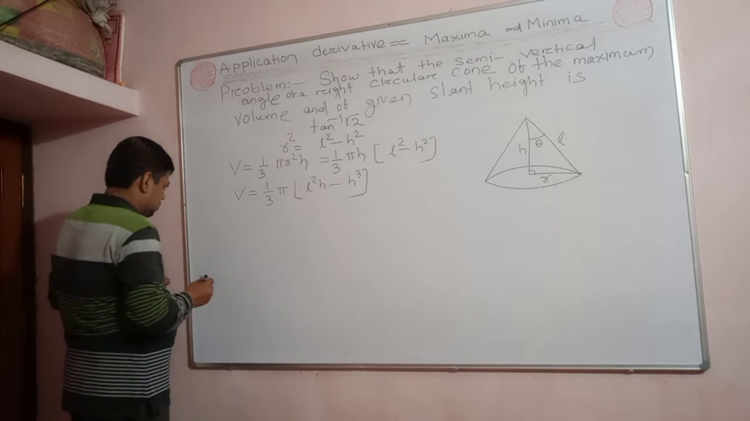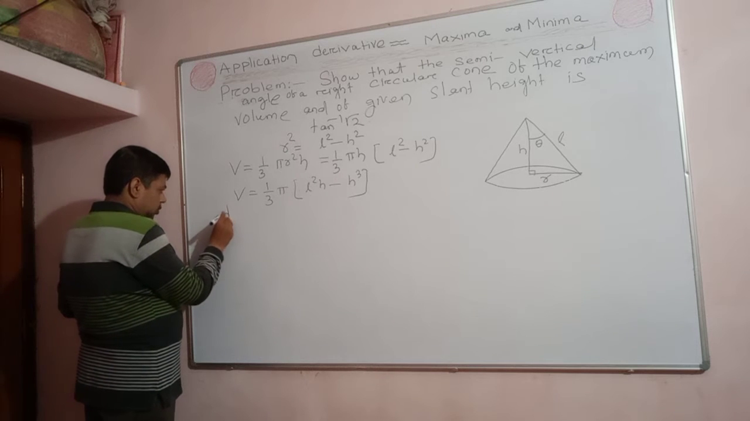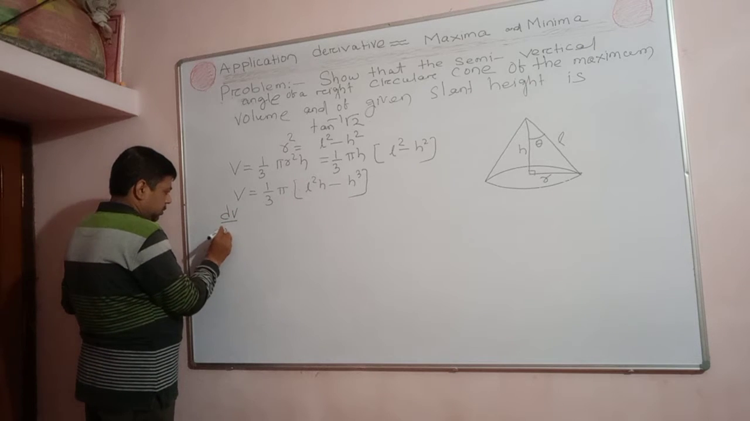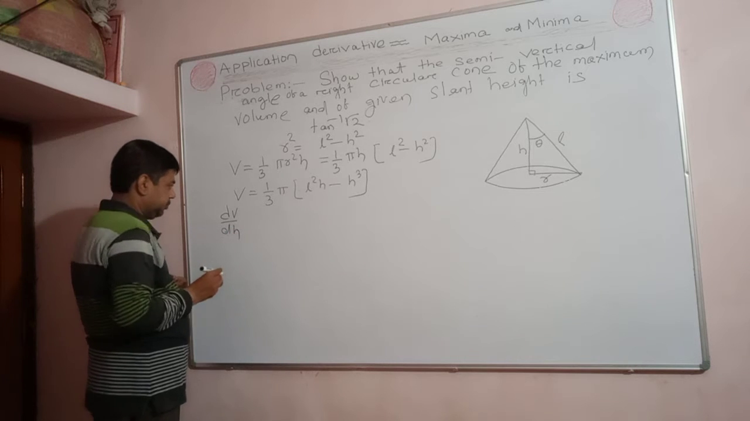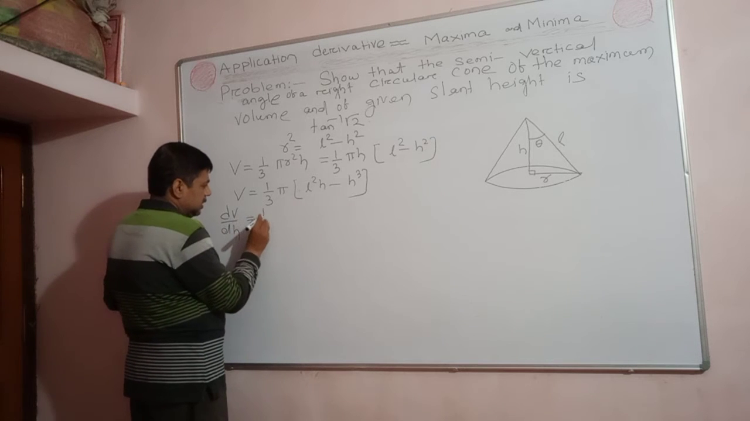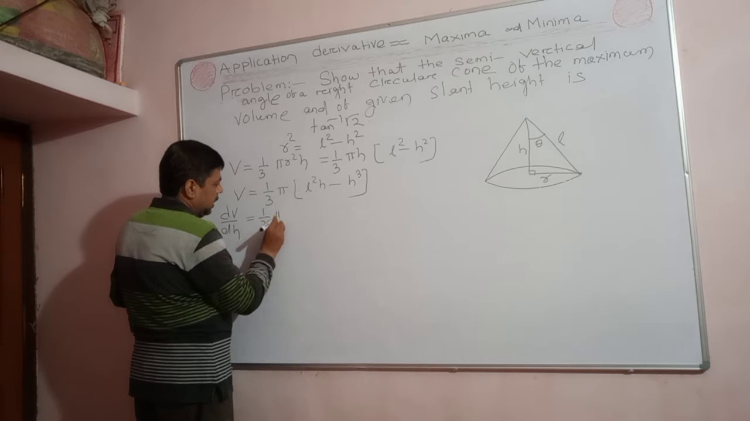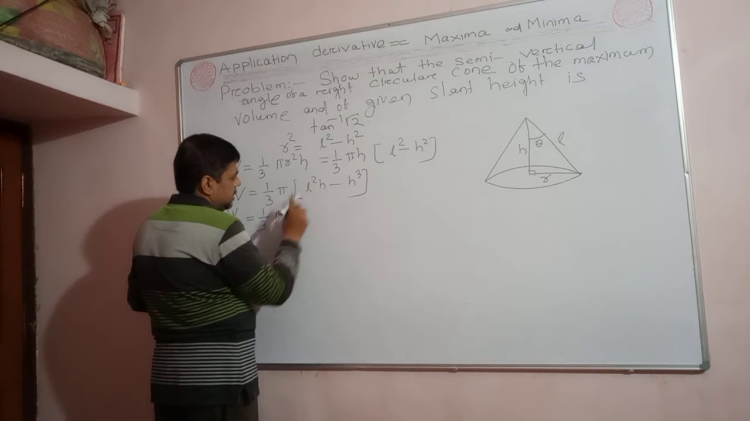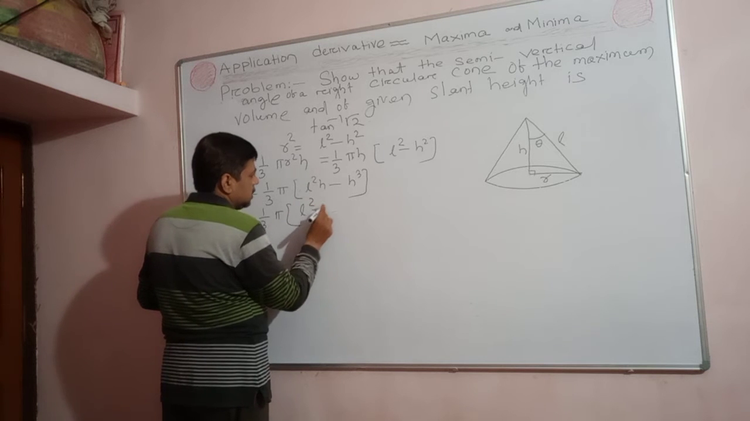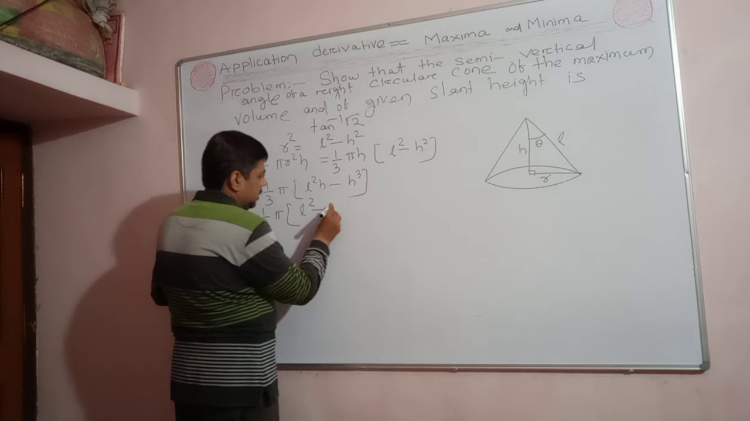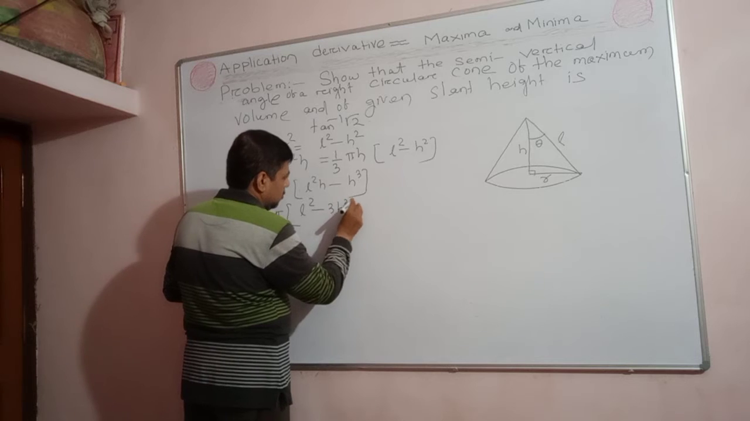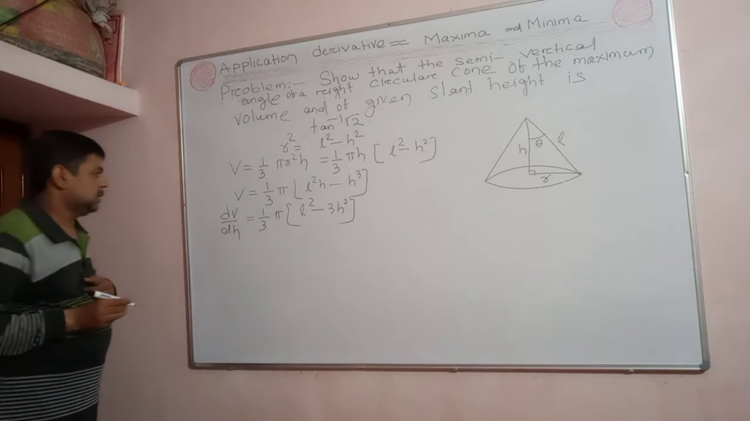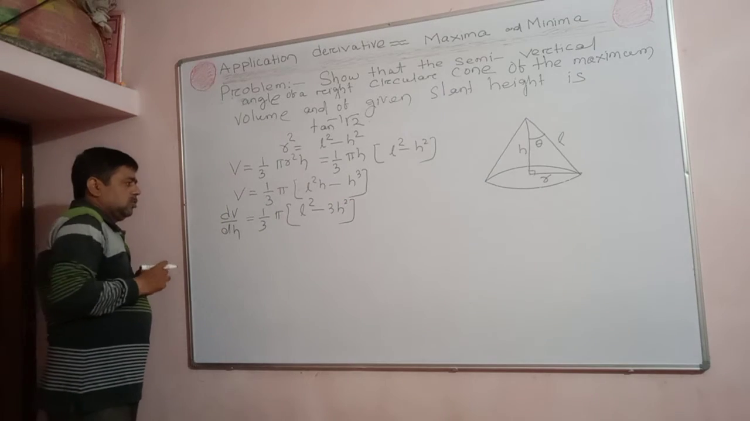Okay. Now let us find the derivative of the volume with respect to the height. dV by dH is equal to 1 by 3 pi whole into L square, since the derivative of H is 1, so L square minus the derivative of H cube, which is 3H square. Okay, understand? Is it clear?